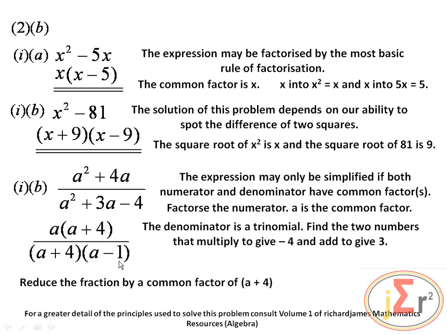And we are going to reduce the fraction by a common factor that we can see right there to be a plus 4. So a plus 4 is common to both numerator and denominator. So let's go straight ahead. And of course, what we have left is a divided by a minus 1, and that's our answer.